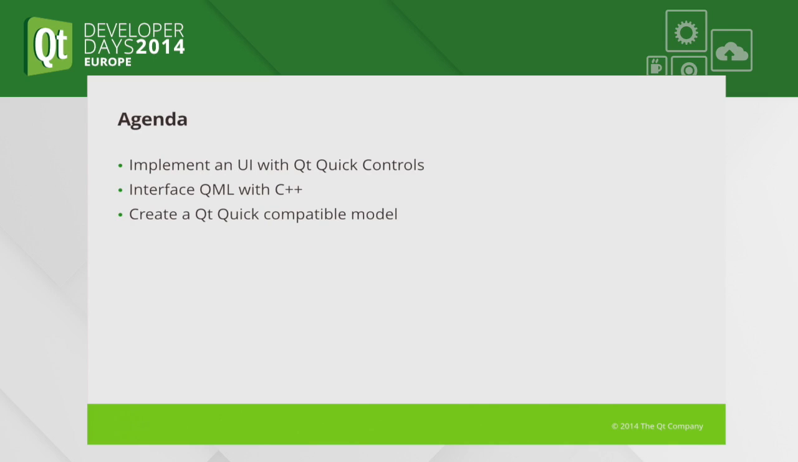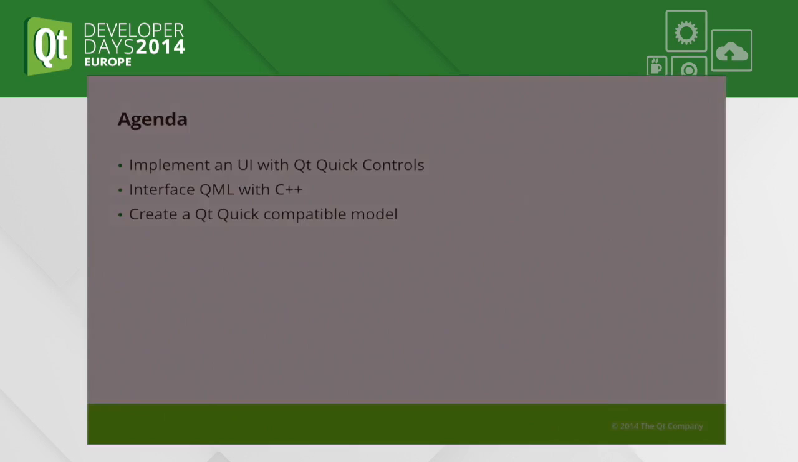So today, what we're going to see is how to implement a UI using Qt Quick Controls. Also, how to interface QML with C++. And finally, how to create a QtQuick compatible model, because when you create a UI, you always have some data you want to show, so how to do that properly.